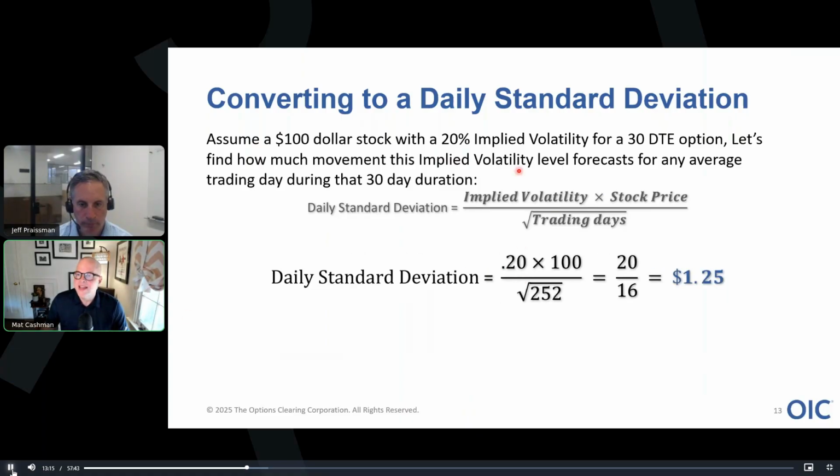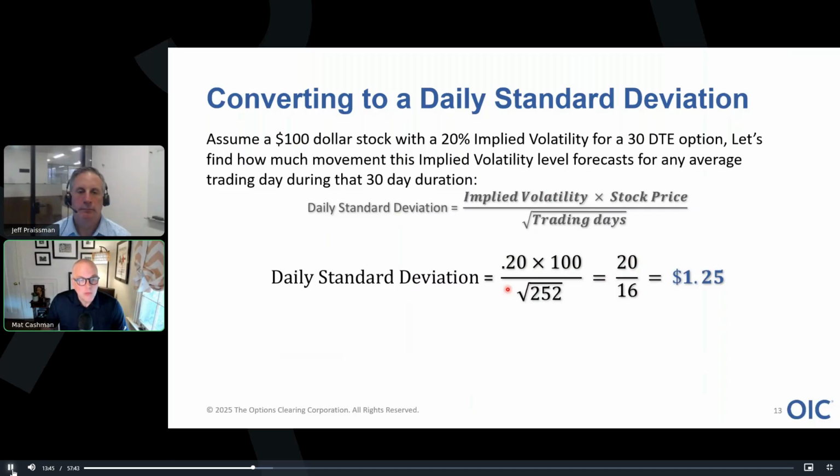So what do we do? We take that 20 vol, we convert it to a decimal, 0.20. Multiply it by the stock price, 100. It's a $100 stock. Divide by the square root of time. In this case, the square root of 252 or 16, what you end up with is 20, which again is that big block of variance. You can expect that that thing is going to move around 20 bucks for the next year, or that's what the forecast is. But I want to look at it in terms of how much it's going to move on a daily basis as far as this is concerned.